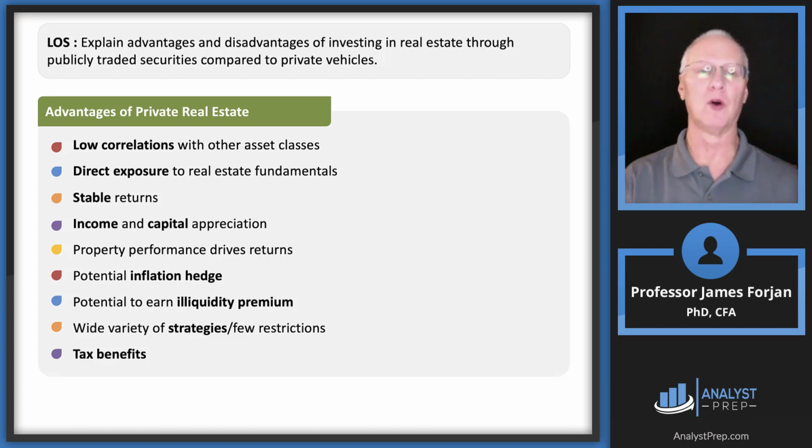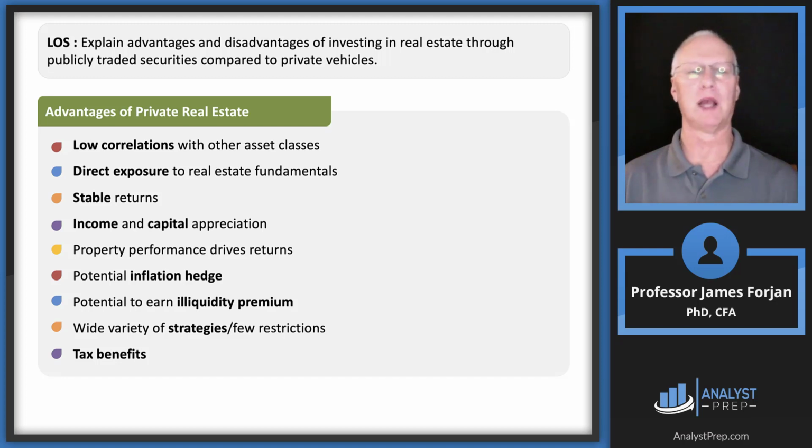So there we go, low correlations. We were not surprised to see that. Direct exposure, stable returns. How about if I say more stable returns? That's what I'm looking for. Income and capital, we know that.